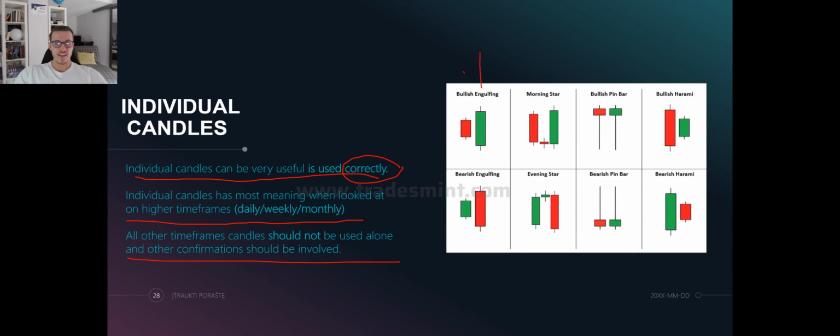look at the single candle formations, and single candle formations only have a strong meaning on a bigger time frame. If you look at these candle formations on a lower time frame, such as 5, 15, they're not going to be significant. Don't even look at it. Let's look at some examples. I'm going to show you.